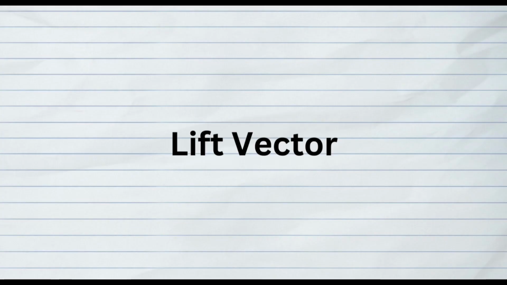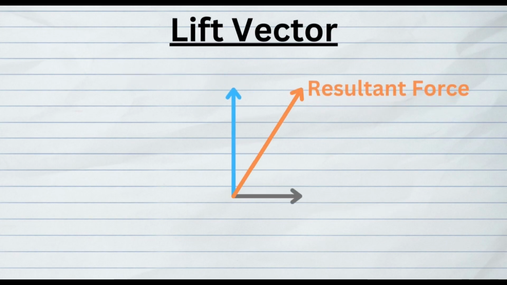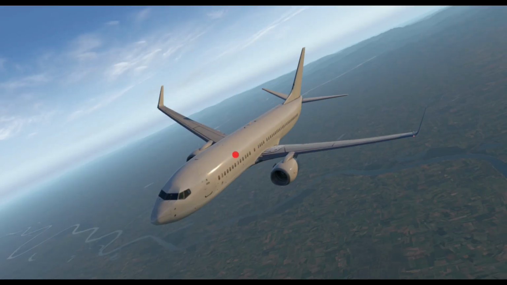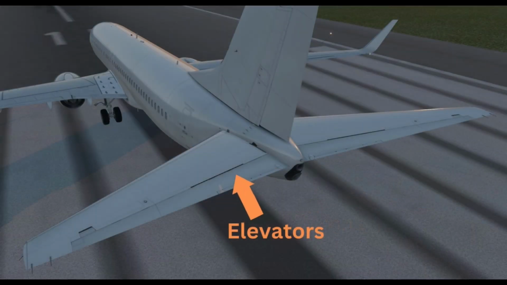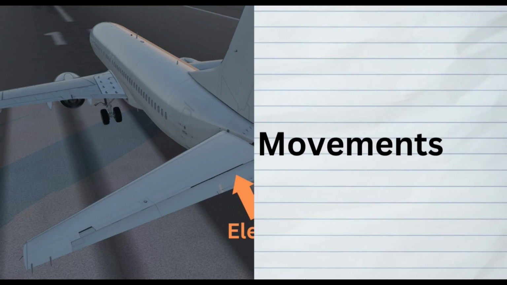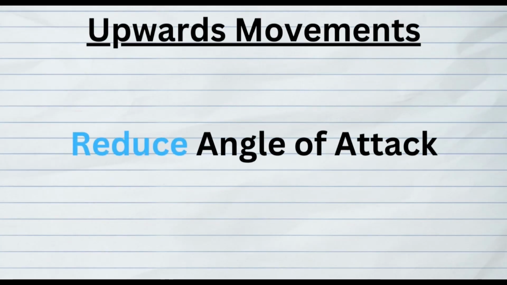The lift vector is composed of 2 parts, the vertical force and the side force. When an aircraft banks, the side force acts on the aircraft, causing the center of gravity to have a circular arc motion. The rudder is not directly used to turn the aircraft, although it assists in keeping the nose pointing along the flight path. The ailerons and elevators both work by modifying their shape, with downwards movements increasing their angle of attack and thus creating more lift, and upwards movements reducing their angle of attack and thus reducing the lift produced.